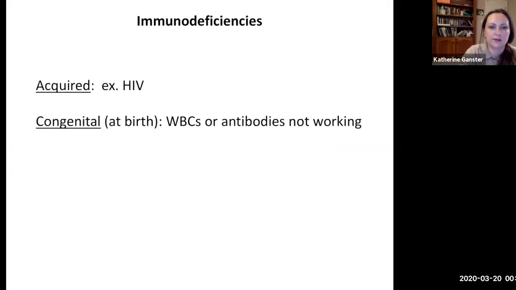Let's look at homeostatic imbalances. Some immunodeficiencies here. You can have an acquired immunodeficiency like HIV. This is a virus that you acquired. Congenital means that you have it at birth.